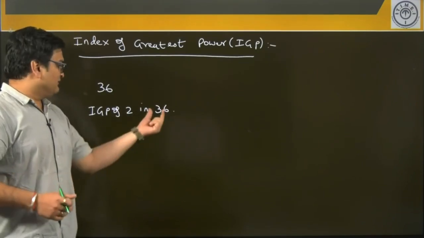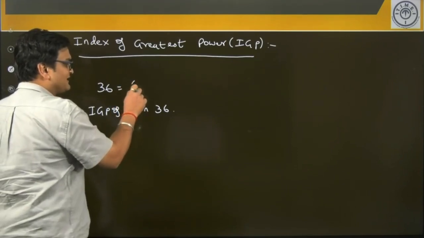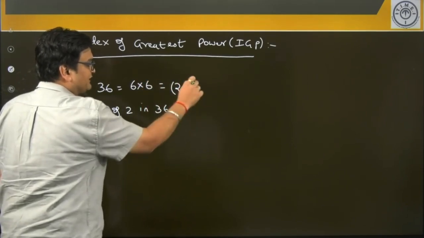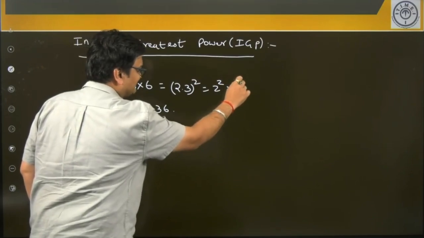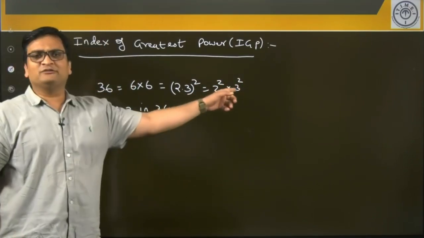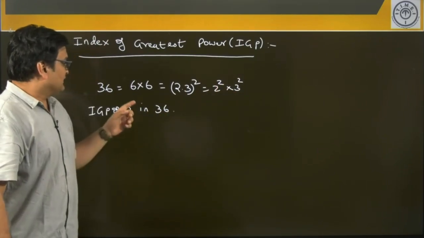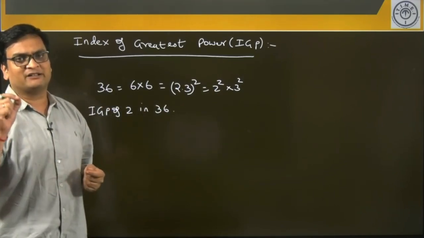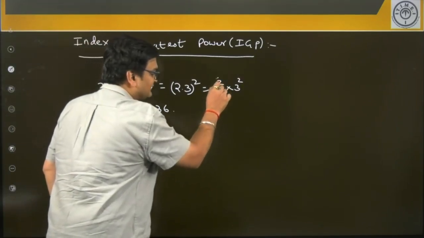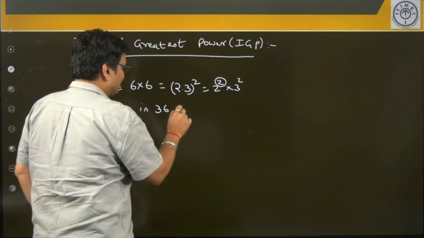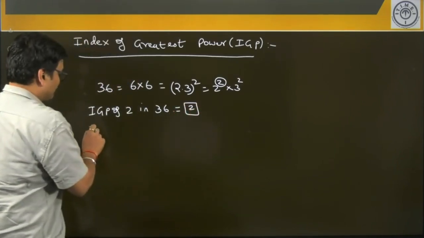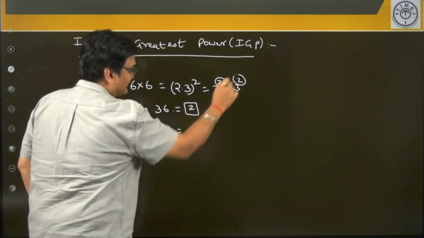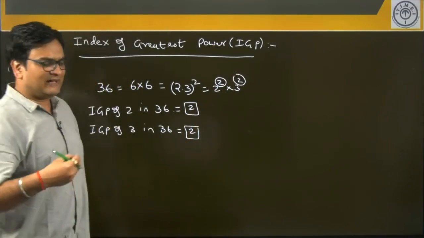What it means is, when you factorize 36, it can be factorized as 6 into 6. 6 can further be factorized as 2 into 3, whole square, which eventually becomes 2 square into 3 square. So 36 is nothing but 2 square into 3 square, the prime factorized form of 36. Now, in this prime factorized form, what is the index or power of 2 that we have? As you see here, the power is 2, and hence IGP of 2 in 36 will be equal to 2, my answer. Similarly, what is IGP of 3 in 36? That is also going to be 2 only, as you see.